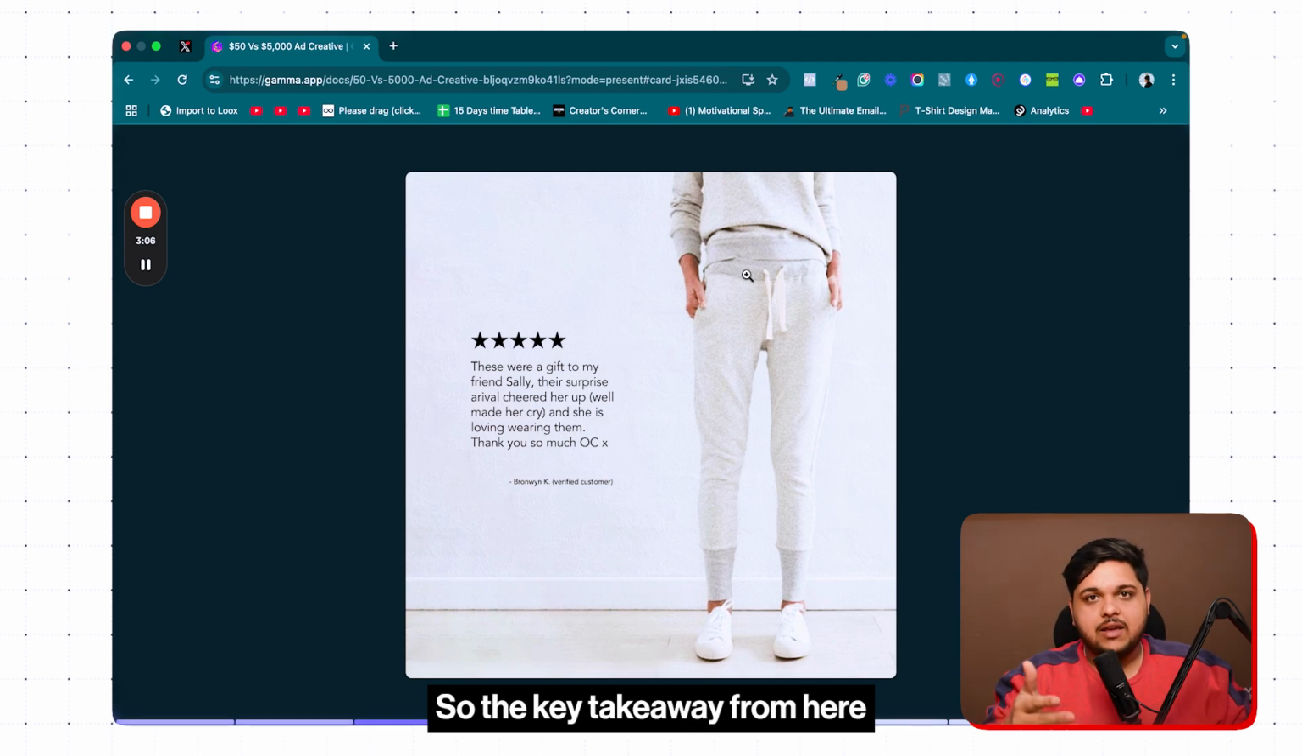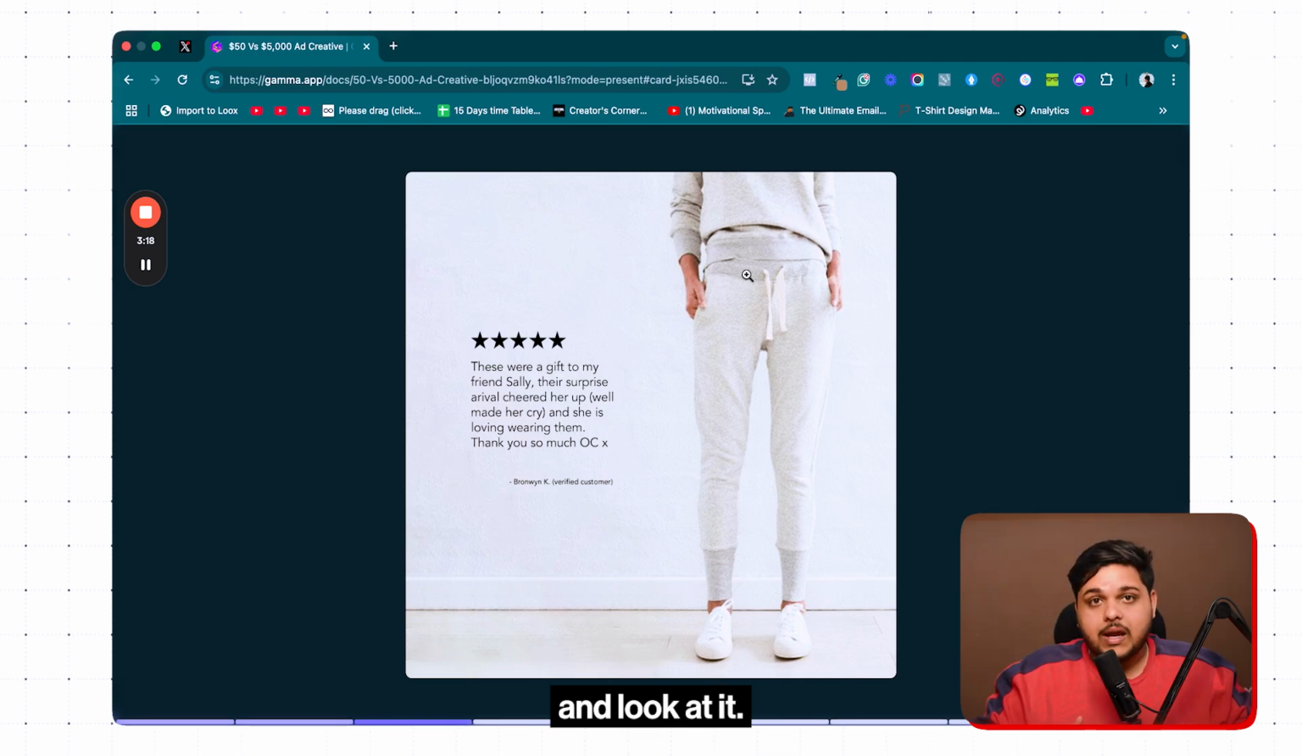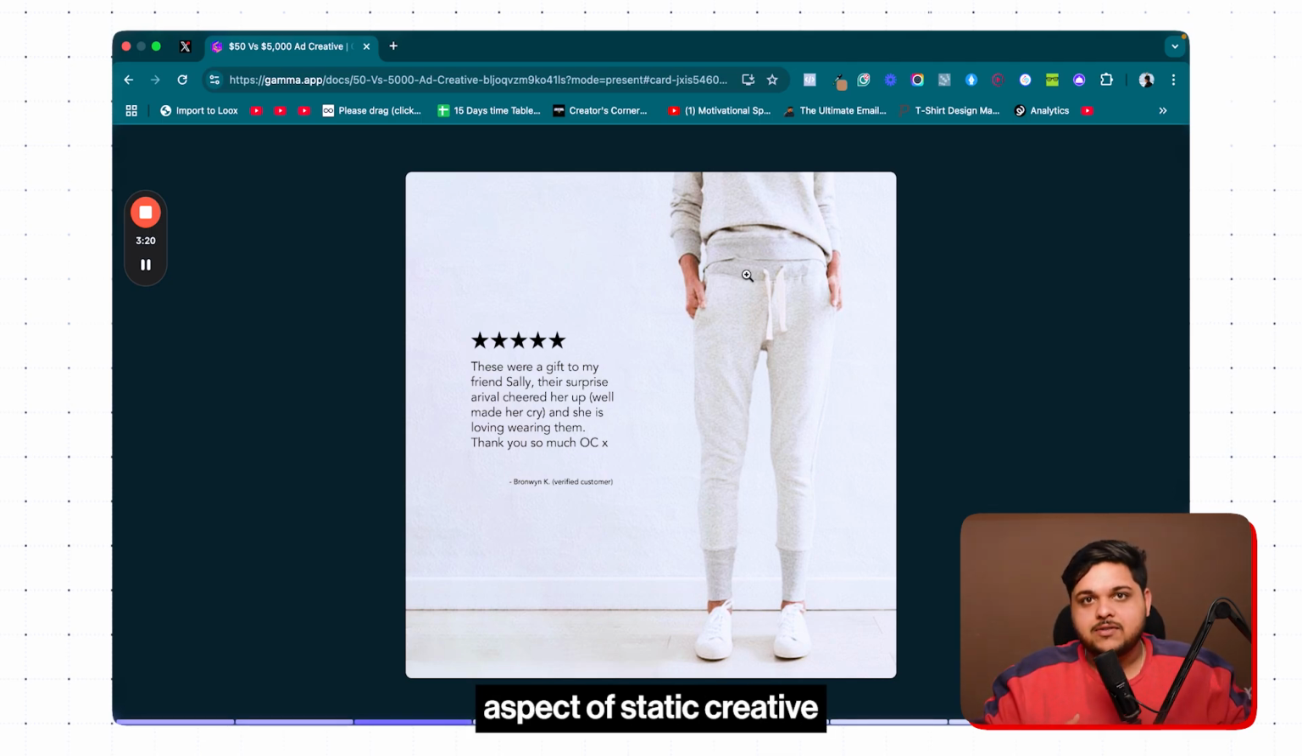So the key takeaway from here is that whenever you are creating a static review ad creative or any creative in static format, to be honest, it has to be very visually appealing so that people can stop their scroll and look at it. So the design aspect of static creative is very crucial if you really want to make a standout winning creative in static format.